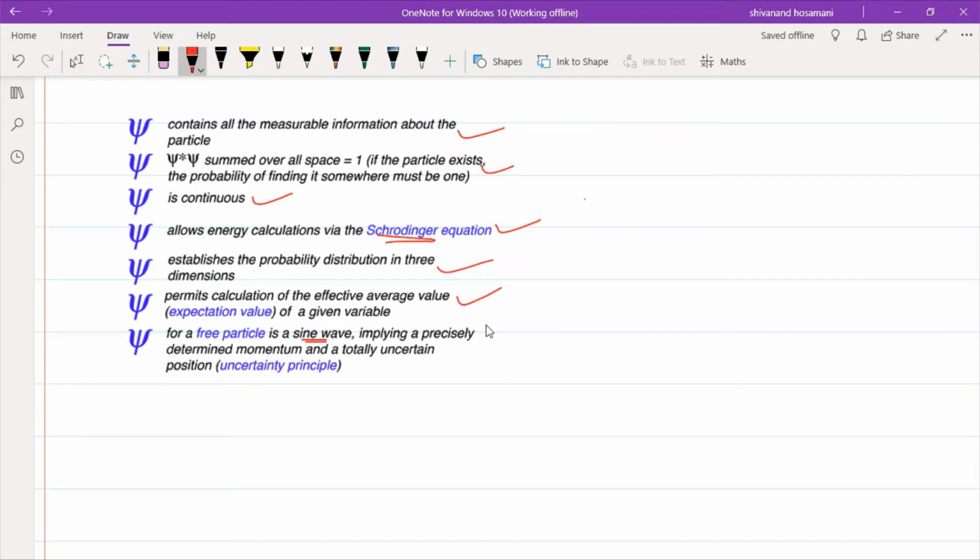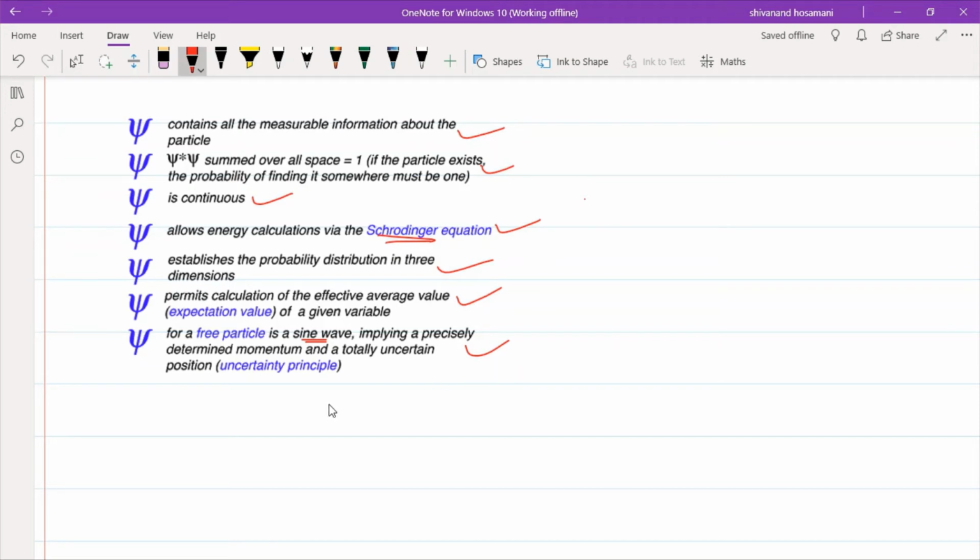So it implies a precisely determined momentum and total uncertainty in position. As we know, the Heisenberg uncertainty principle tells us that you cannot calculate both momentum and position exactly at the same time, right? So that is the uncertainty principle. With the same uncertainty principle, this wave function is also defined, and its properties are studied in advanced quantum mechanics. Okay, so these are the physical significance.